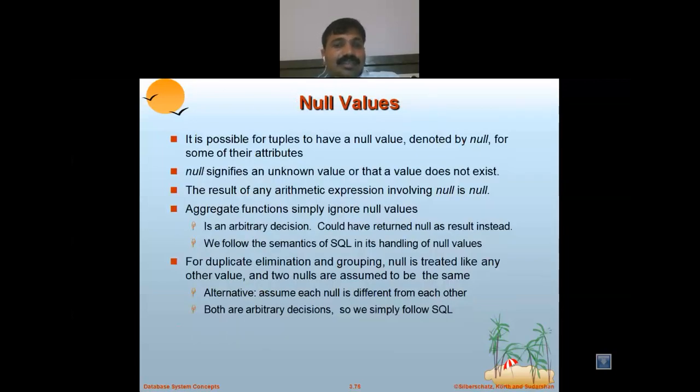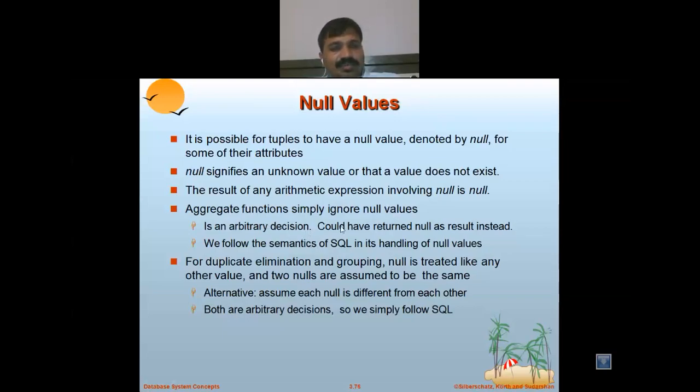Most of the time a null value is treated as not a value. If it is possible, a tuple that has a null value is denoted by null for some of the attributes. Null signifies an unknown value, or that the value does not exist. When some value does not exist, you can specify it as null. The result of any arithmetic expression involving a null is null. Aggregate functions simply ignore the null values.